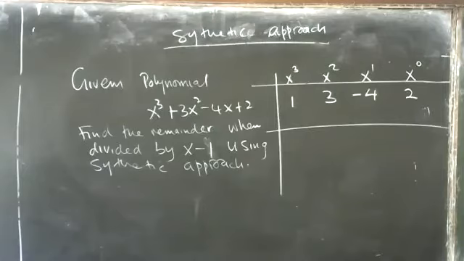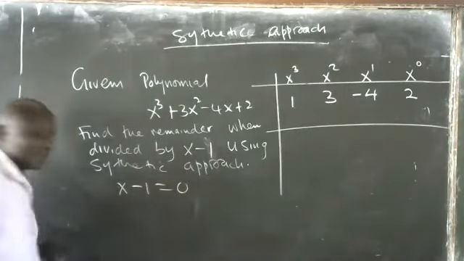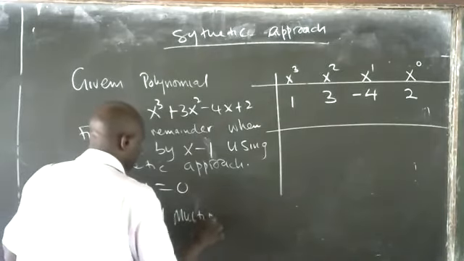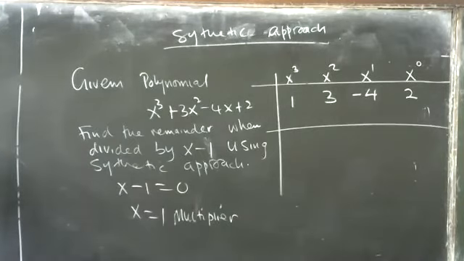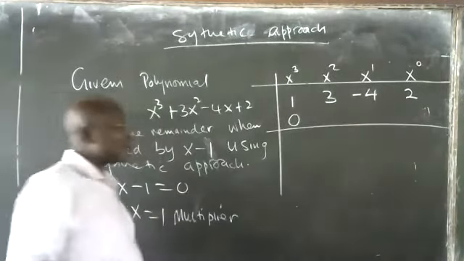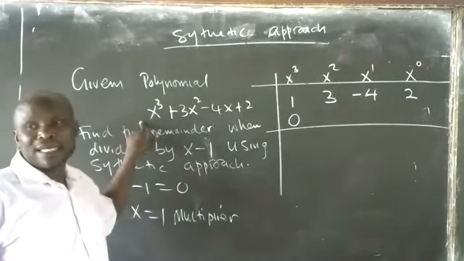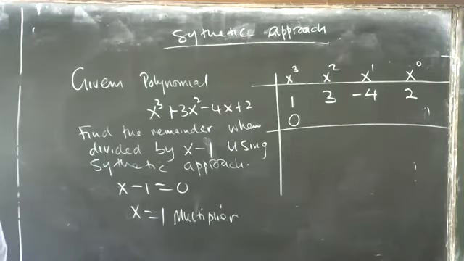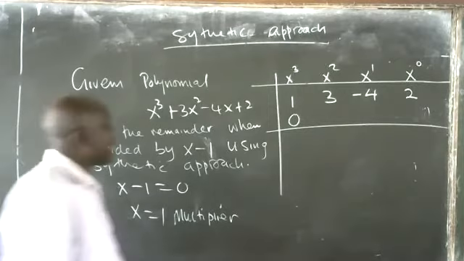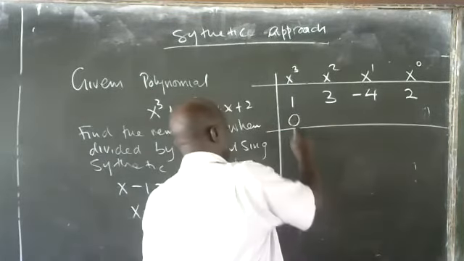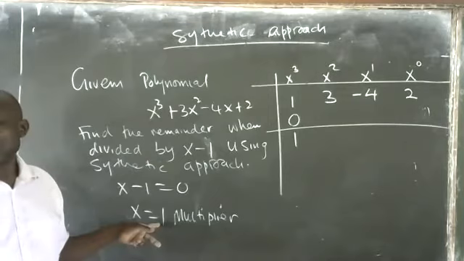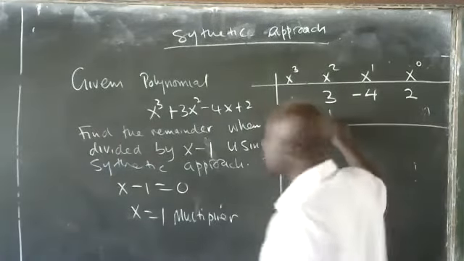So we are going to equate our x minus 1 to 0, and what we shall get is known as the multiplier. We shall put a zero here. Why do we put a zero? Because we are going to divide this polynomial by x, so we don't expect to get another x cubed. X cubed will have a zero coefficient. Now we add this zero and have one. So 1 times 1, what is it? Multiply to get 1, so you put it here, and add.